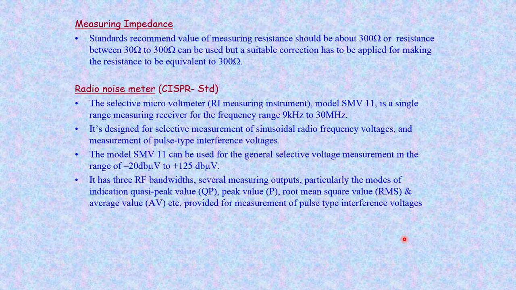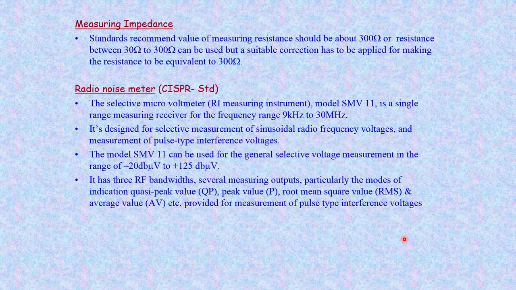For the measuring impedance, which has been shown with different resistive elements, the standards recommend the value of resistance should be around 300 ohms, because the surge impedance of the transmission line is around 300 ohms. That is the reason the measuring impedance should be 300 ohms. But the standards allow measurements anywhere between 30 ohms and 300 ohms, and a suitable correction has to be applied to make it equivalent to 300 ohms. This is clearly mentioned in the IEC 60437 standard.